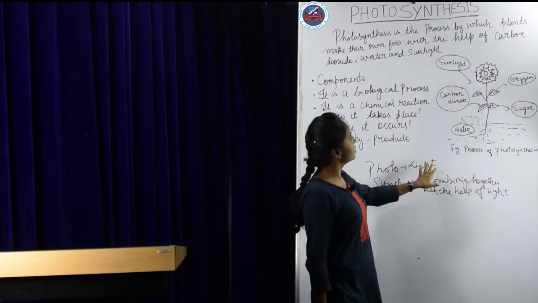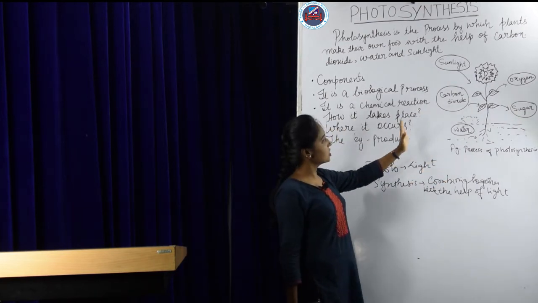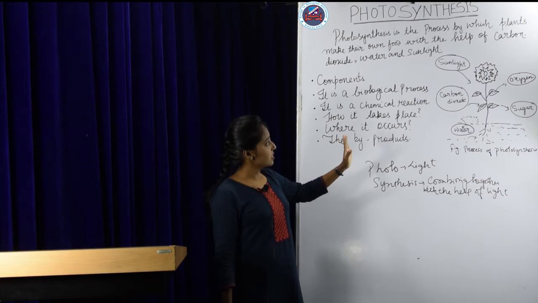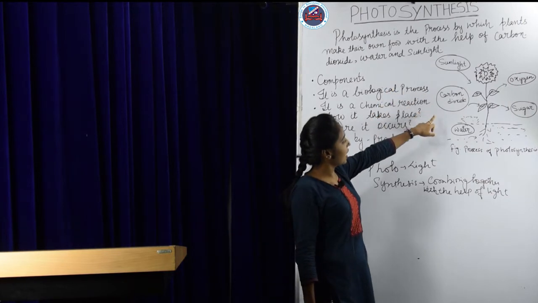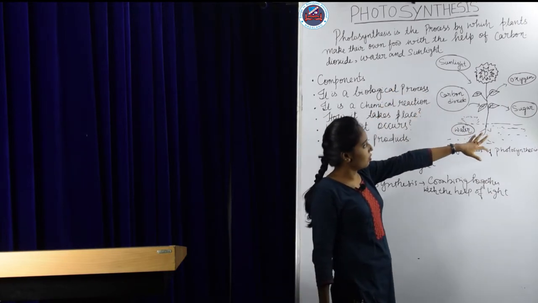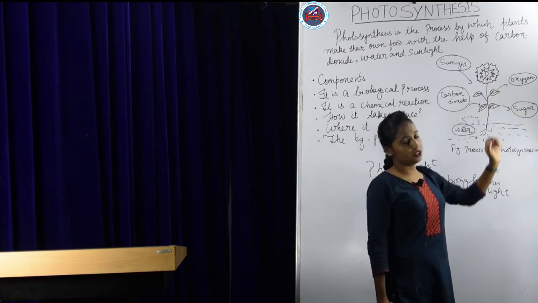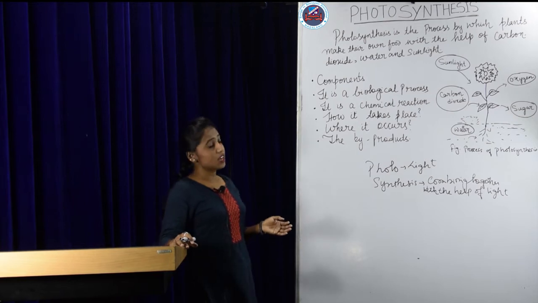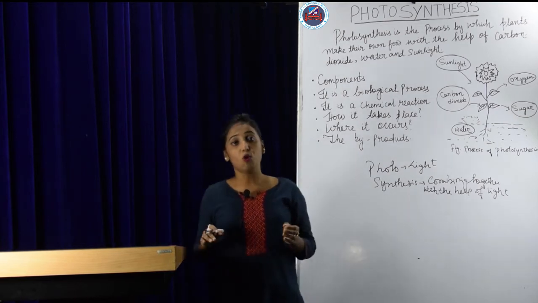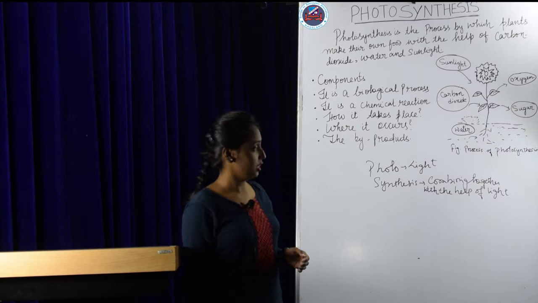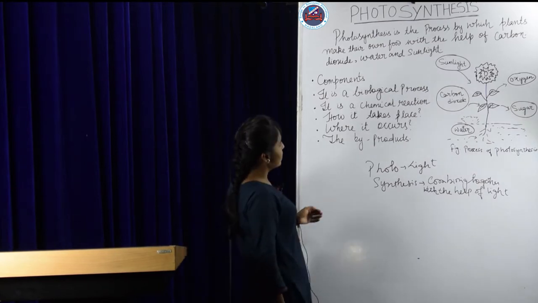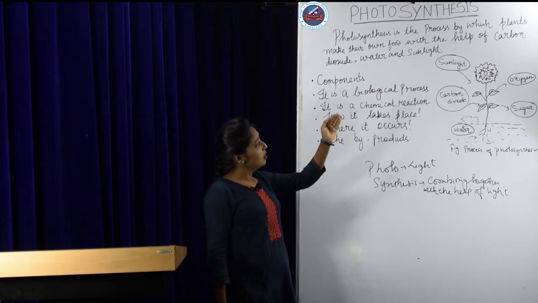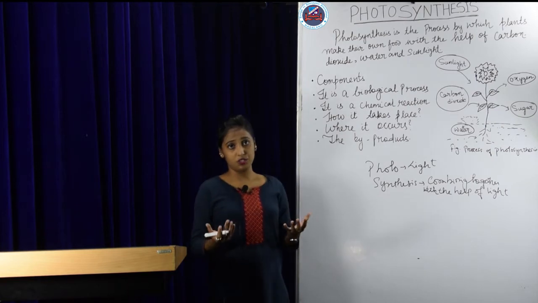As it is shown in the diagram, you can see on the right side, it's sunlight, carbon dioxide and water. On the left side, you get the oxygen and sugar. Now, see, this photosynthesis is a biological process. It also involves a chemical reaction. Now, as you can see in the diagram, how it occurs.